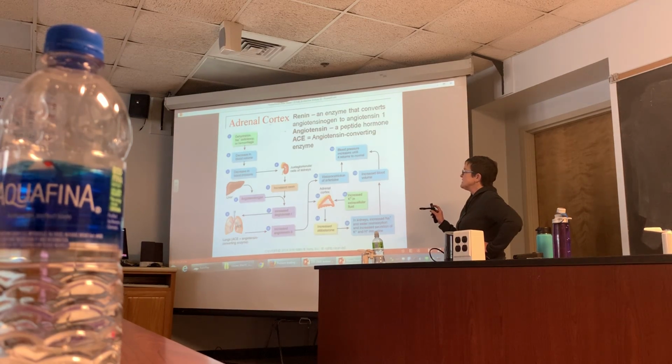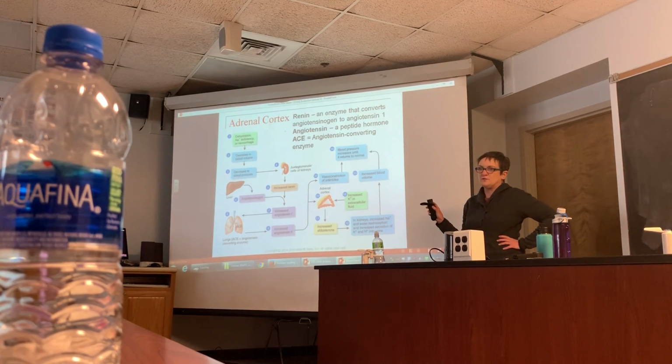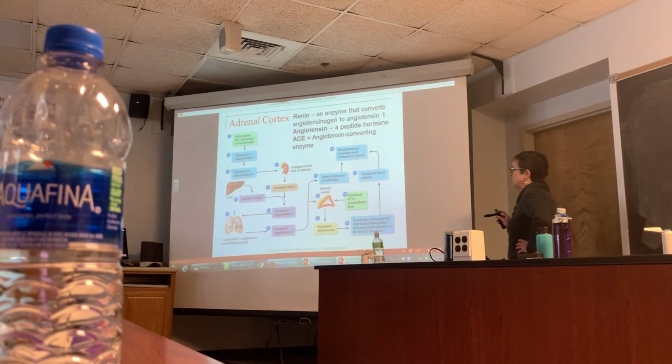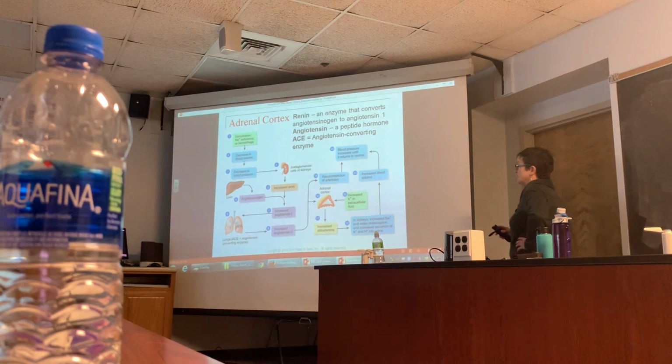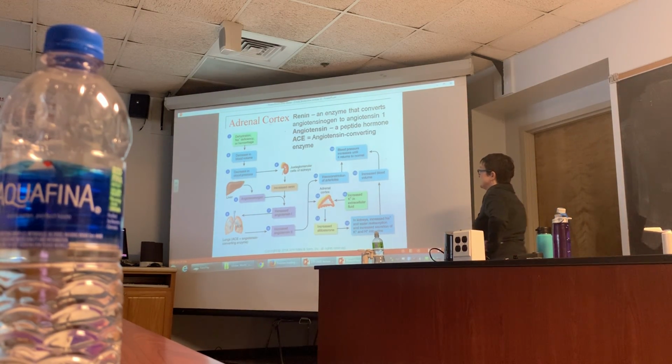So this is one that is not regulated by the anterior pituitary. Some of the hormones that come from the adrenal cortex are regulated by a hormone coming from the anterior pituitary. This is not one of them. It has a different regulation.